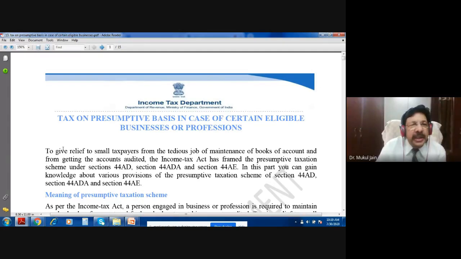See my cursor: to give relief to small taxpayers from the tedious job of maintenance of books of account and from getting the accounts audited, the Income Tax Act has framed the presumptive taxation scheme under sections 44AD, then another section 44ADA, and section 44AE. In this part you can gain knowledge about various provisions. Let me tell you, 44AD is for businessmen, 44ADA is for professionals, and section 44AE is for transport companies.